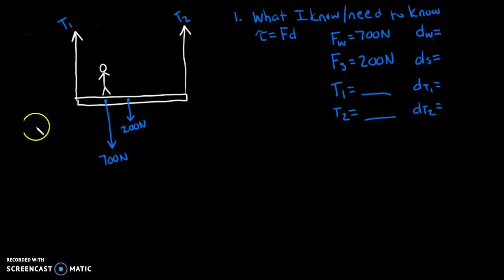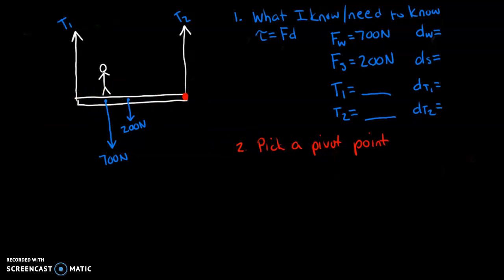Step 2, I'm going to pick a pivot point. Okay, and I'm going to choose a pivot point at one of the locations of the information I don't know. So I'm going to choose this one right here. I don't know the tension on T2, so I'm going to set my pivot point there. Could also do it at T1. It won't make a difference, but I'm going to set it there.